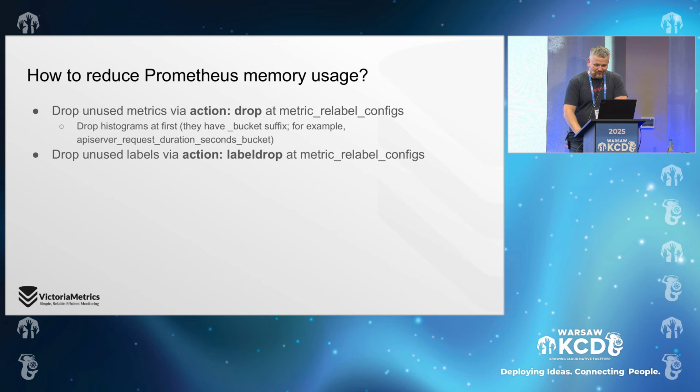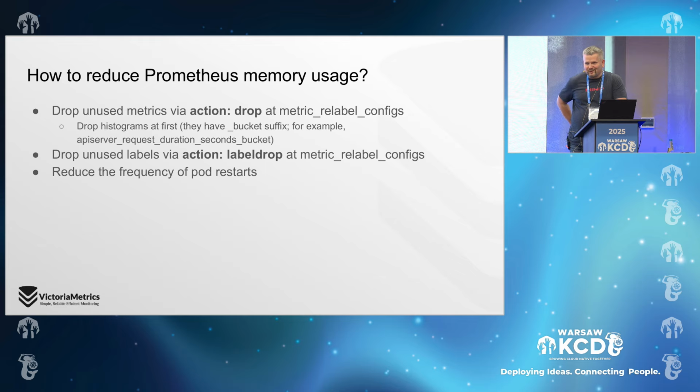Another issue is with unused labels. If you notice that some labels which are attached to every collected metric in Prometheus aren't used, then it is a good idea to just not attach this label, or if you have no access to the configuration which attaches these labels, then it is a good idea to just drop this label before storing the metrics in Prometheus. And this will reduce memory usage of Prometheus.